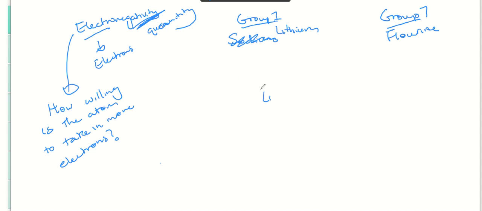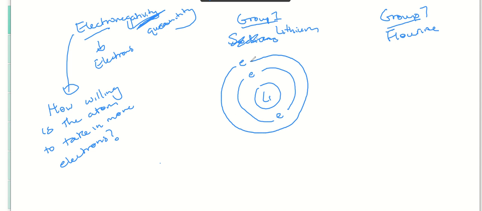So we have lithium in the center here. It has 2 electrons in this shell here, and then it has another valence electron outside.